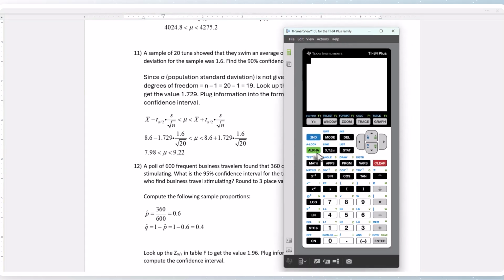To enter this into the calculator, we press stat, go to test, but remember we're working with t-values. So we have to select option 8. Make sure we use stats. X bar is 8.6, S is 1.6, N is 20, and the confidence level is 0.9. Select calculate. Left endpoint 7.98, right endpoint rounds to 9.22.